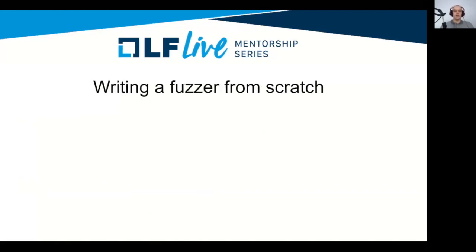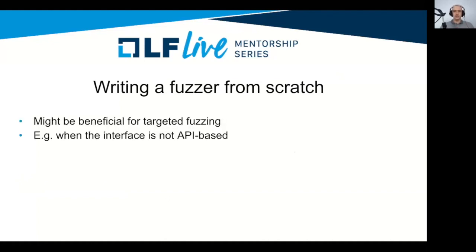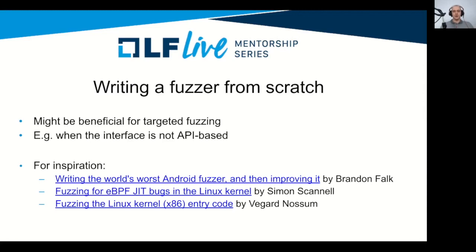Right, the final approach that I wanted to mention is writing a fuzzer from scratch. This might work really well for writing a targeted fuzzer for some interface that is not API based. Instead of going into a lot of details about that, I've linked here 3 articles, and I definitely recommend reading all of them.